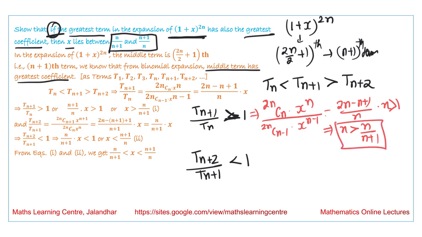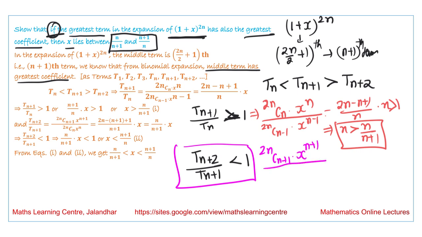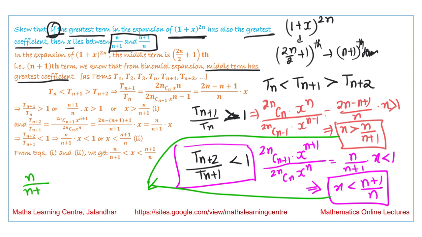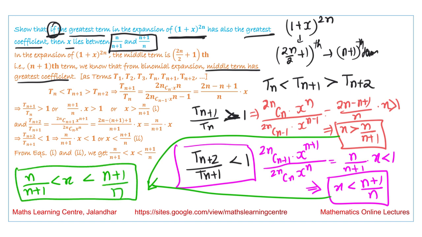From the second inequality, what we obtain is that 2nC(n plus 1) into x raised to the power n plus 1 divided by 2nCn x raised to the power n is equal to n over n plus 1 into x. And if this value is less than 1, this implies that x is less than n plus 1 by n. We have these two results. Now combining both, we obtain that n over n plus 1 is less than x is less than n plus 1 over n, and this is what we have to prove.